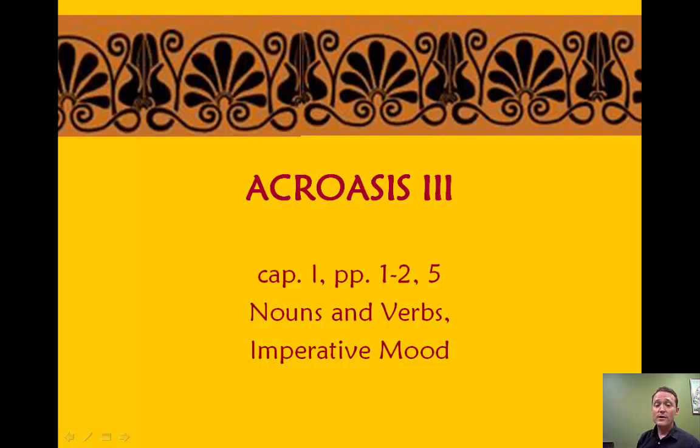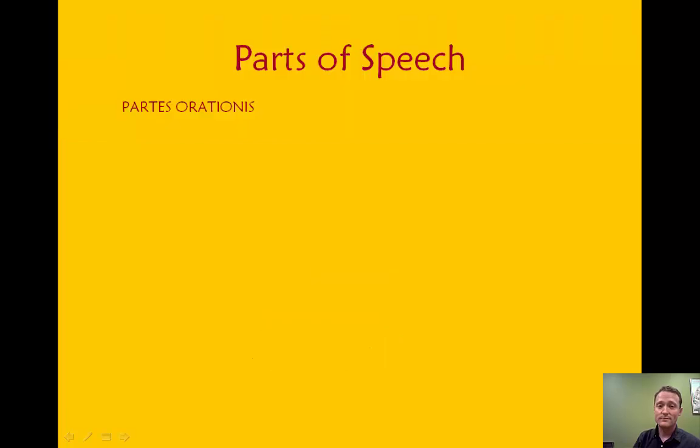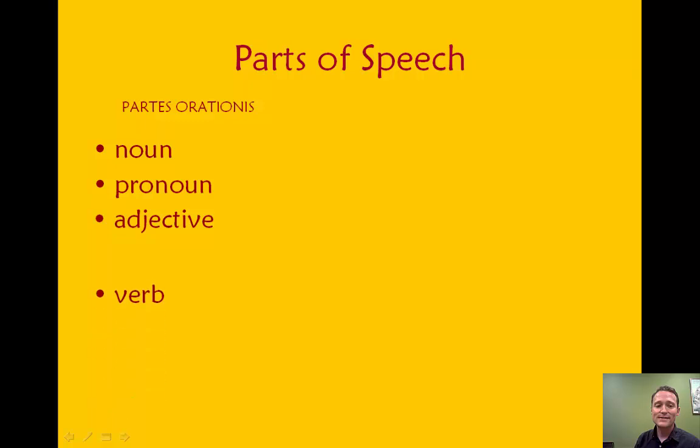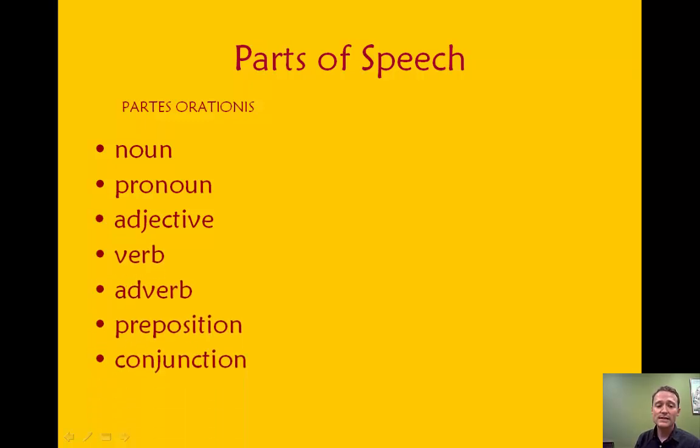Acroasis tertia caput primum, pages 1 through 2 and 5, on nouns, verbs, and the imperative mood. Parts of speech. Partes orationis. We have nouns, pronouns, adjectives, verbs, adverbs, prepositions, conjunctions, and interjections.